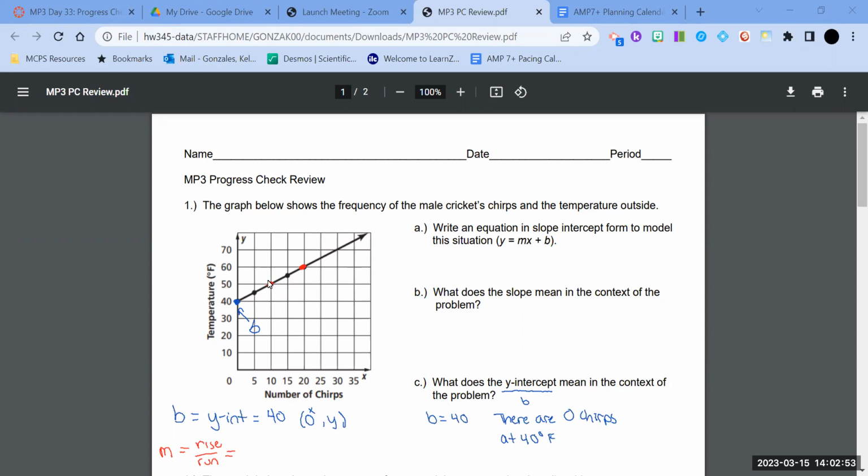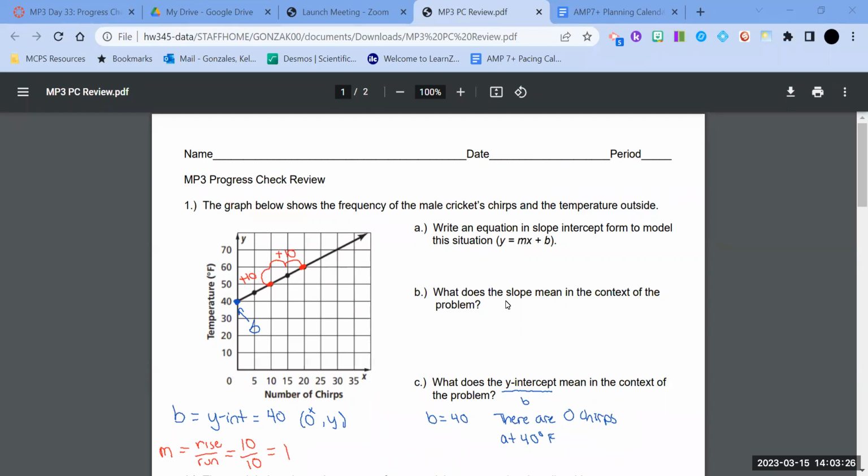To go for the rise, it's like you're making a triangle. My rise is the height of the triangle, which is plus 1 jump. But when I look at my y-axis, I'm counting by 10, so it's a plus 10. Then I have to go right 2 jumps. But when I look at my x-axis, I'm counting by 5. So 5, 10. It's also 10. So my rise is 10 and my run is 10, which simplifies to 1.